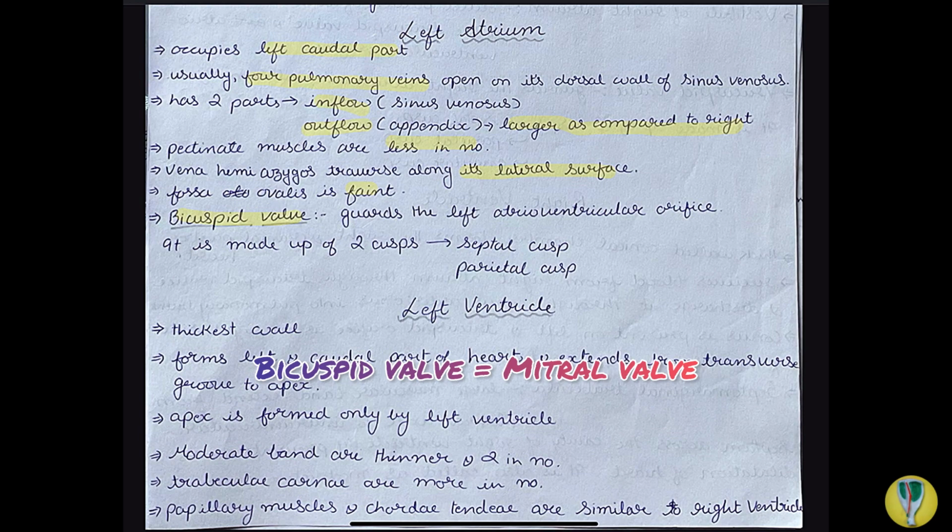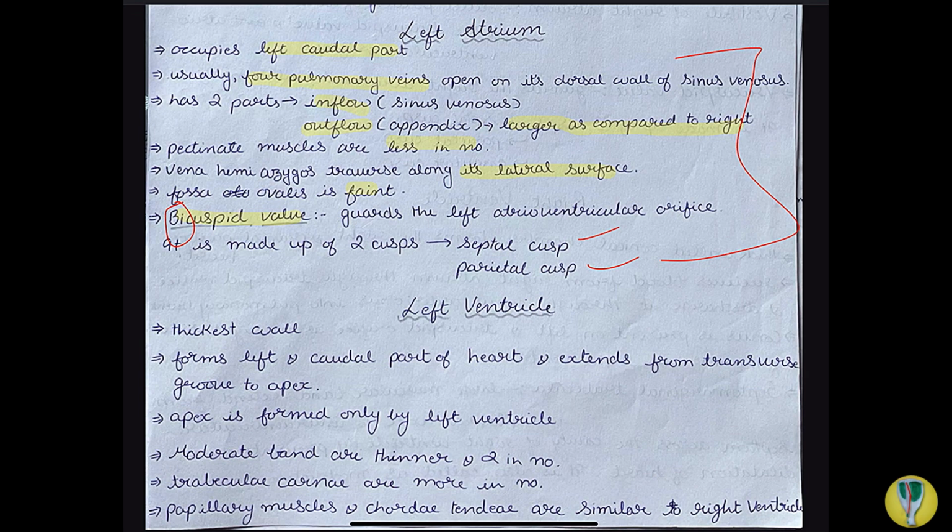And it has two cusps. That is why it is called the bicuspid valve. So we have a septal cusp and a parietal cusp. So the left atrium is not very important from the LAQ point of view, but a lot of objective type questions can be asked from this.